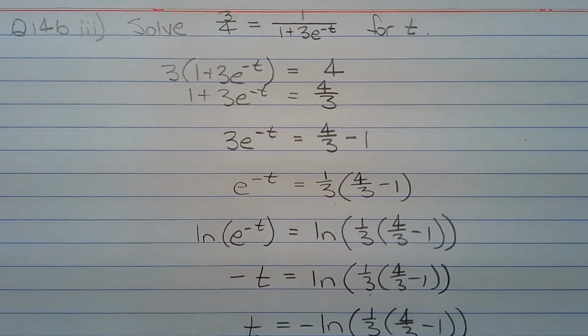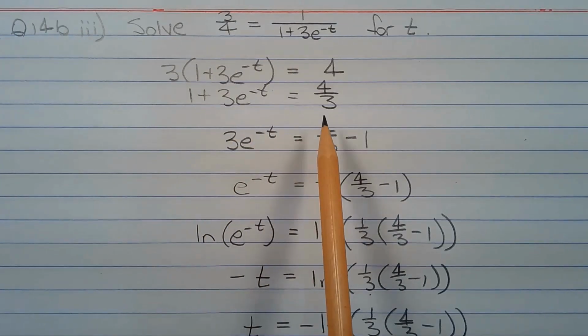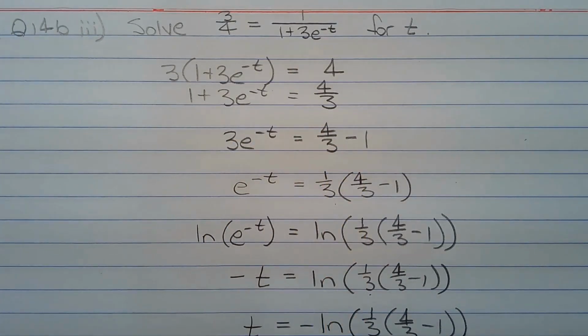Subtracting 1 from both sides of the equation, we get 3e^(-t) = 4/3 - 1. Dividing both sides by 3, we get e^(-t) = 1/3 times (4/3 - 1).